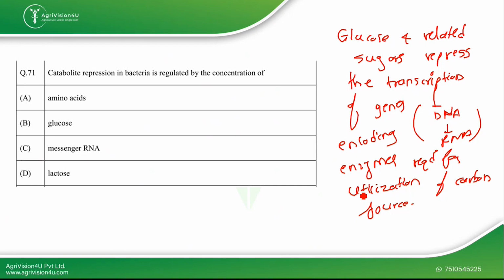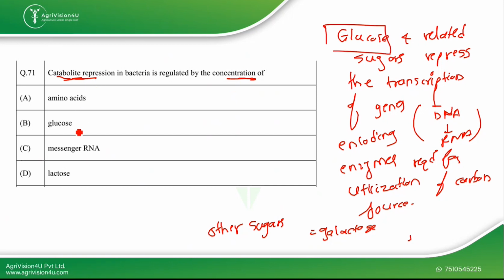Okay, this is the first thing. And now some of these enzymes are also repressed by other sugars, like galactose. And this whole process of repression is nothing but your catabolite repression. Now, catabolite repression in bacteria, it is regulated by concentration of what? So from this, what we get is it is regulated by concentration of glucose or related sugar. So here the glucose option is given. So it would be glucose. If glucose is not there, it would be galactose. So correct option is option B.